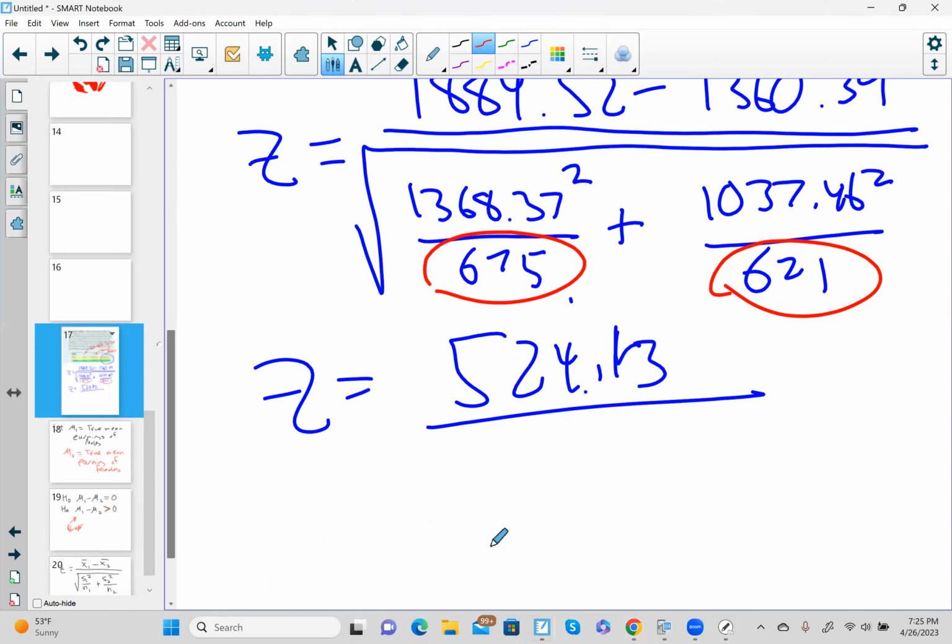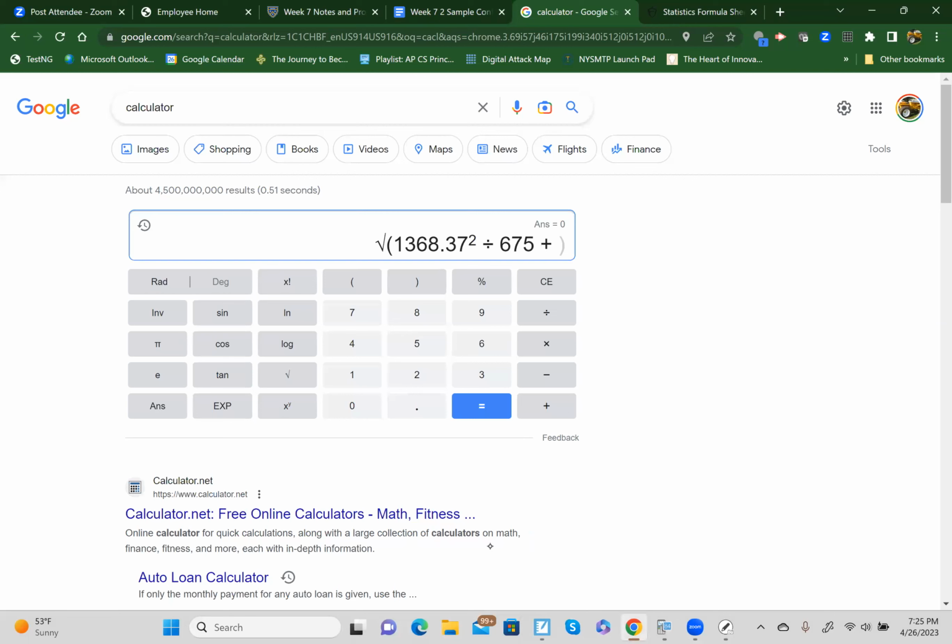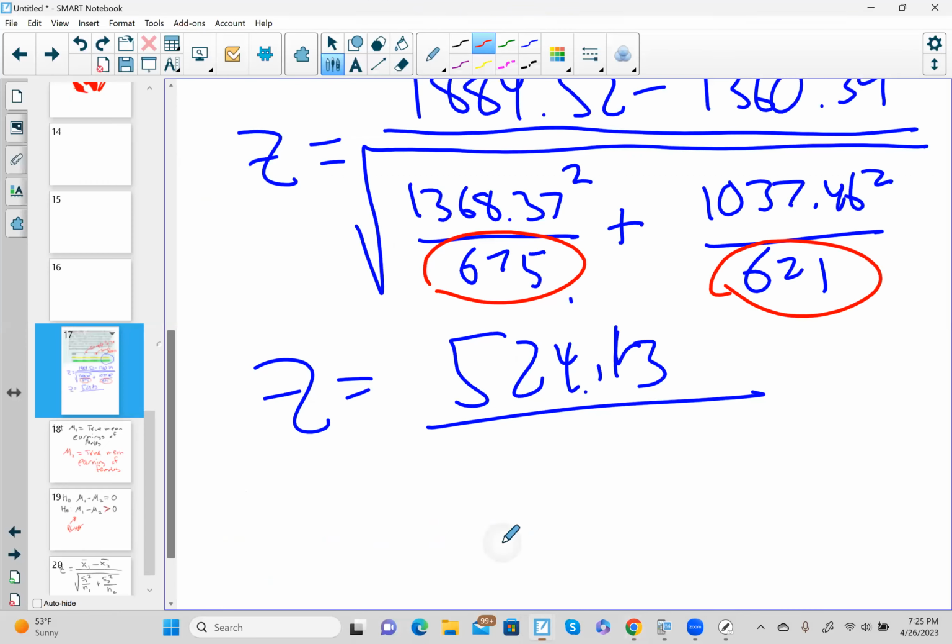What do we have again? 10,037.46. 10,037.46 x to the y squared divided by 621. Close parenthesis, enter, and we're getting about, what is this, 67.14. So that's our denominator, 67.14. Okay, so let's actually divide these and see what we get.